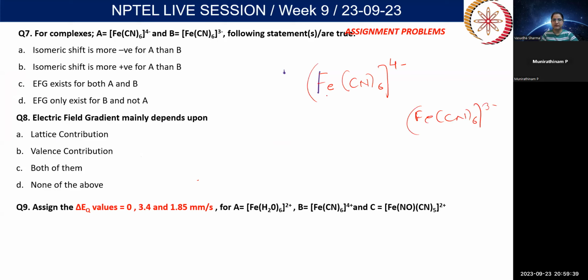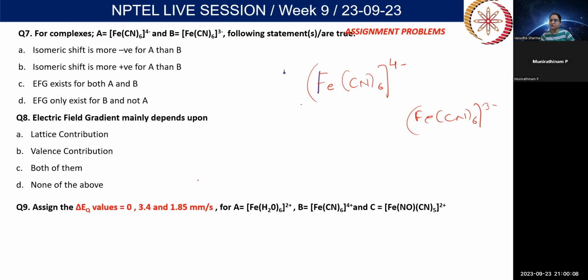Now you need to find out which statements are true. You need to find out the isomeric shift is more negative for which one, or more positive for which one, and whether electric field gradient is existing for both A and B, or it is existing only for B, not A. I know this is a bit tricky and a bit lengthy, but just take one by one the concept. I will give you one example here itself. So we will firstly talk about the isomeric shift.